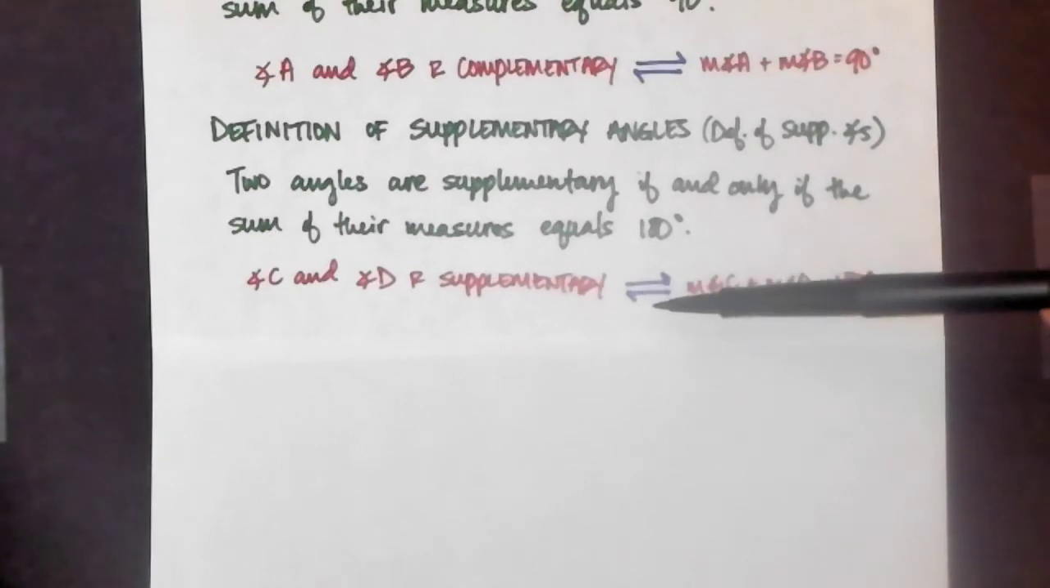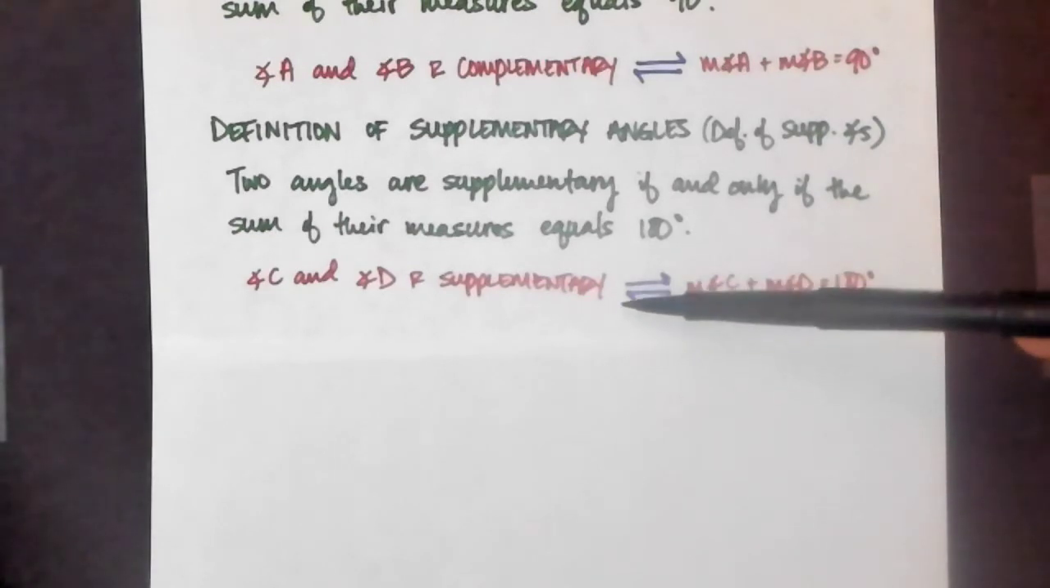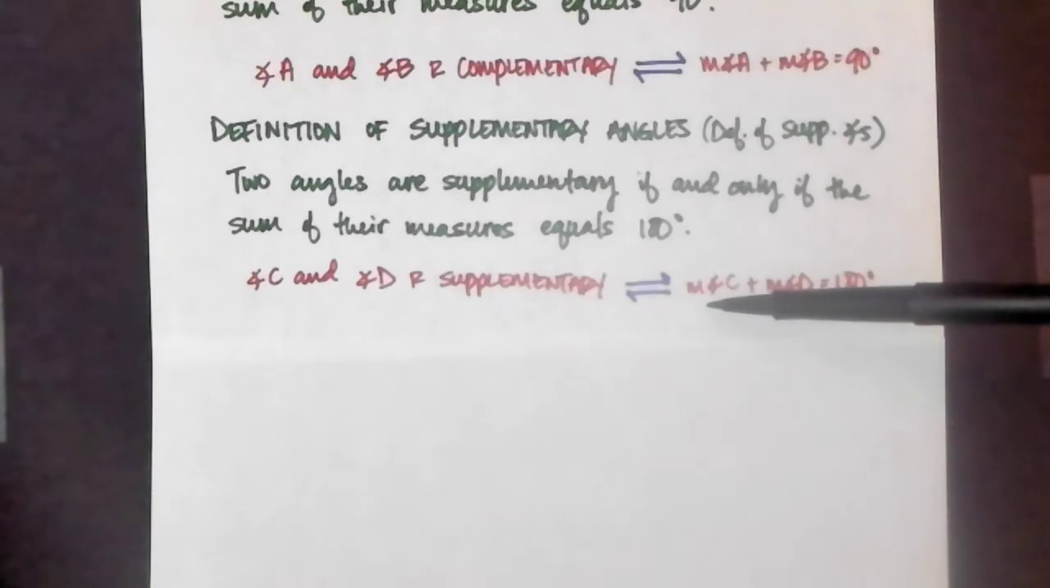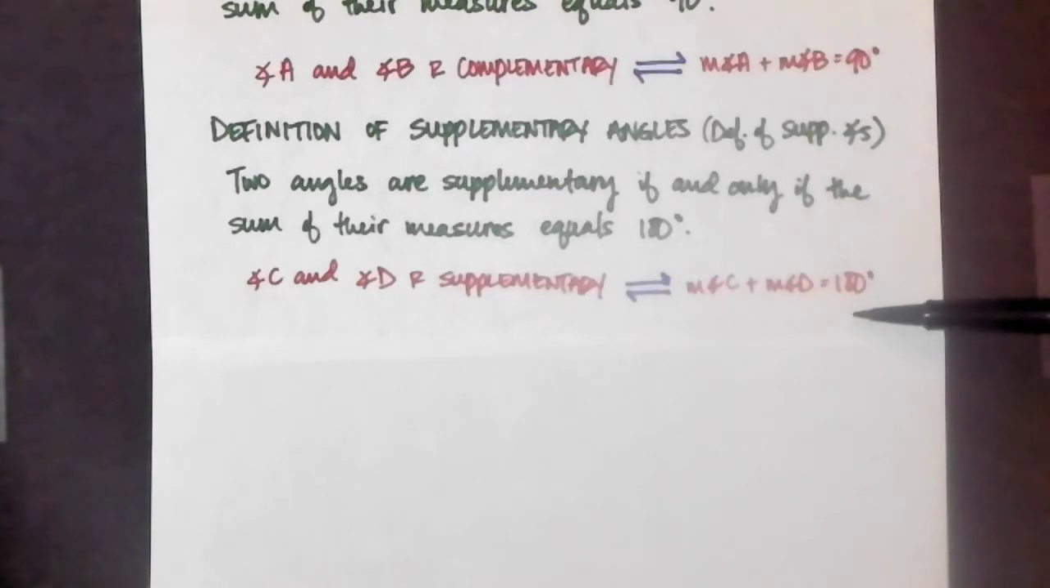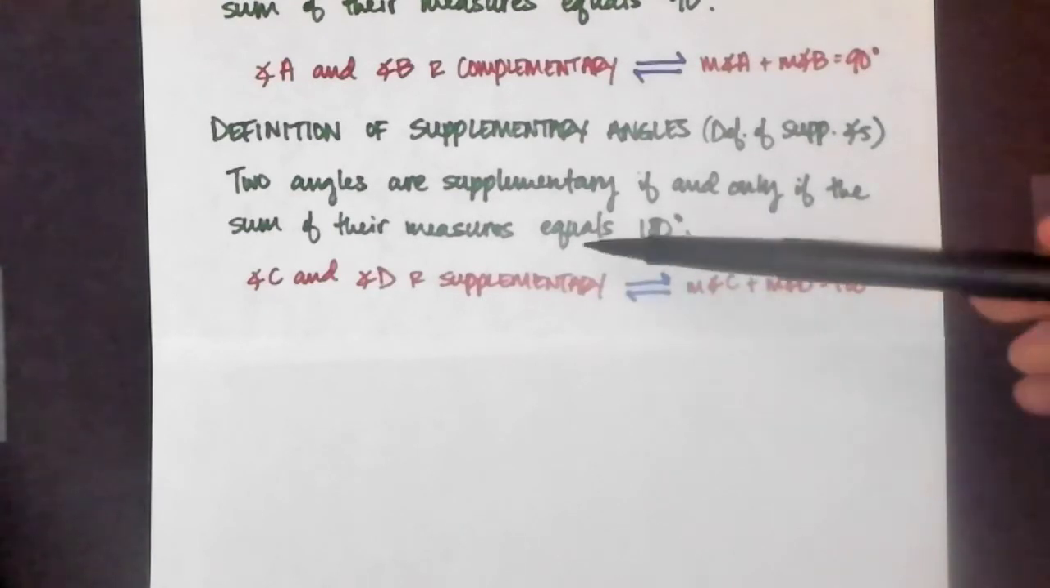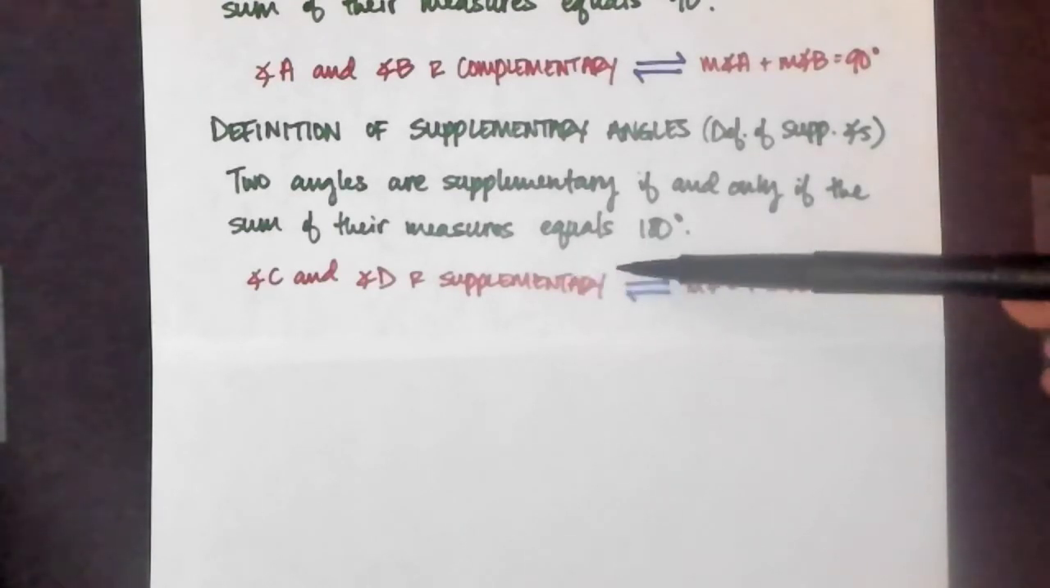And we see the same setup here. Angles C and D are supplementary if and only if the measure of angle C plus the measure of angle D equals 180. We could also say that the measure of angle C plus the measure of angle D equals 180 if and only if angles C and D are supplementary.